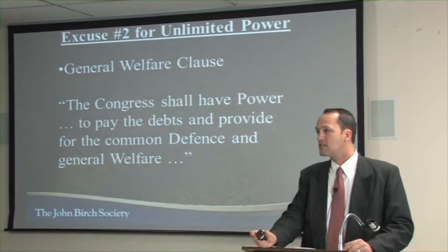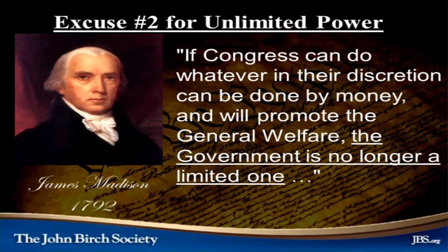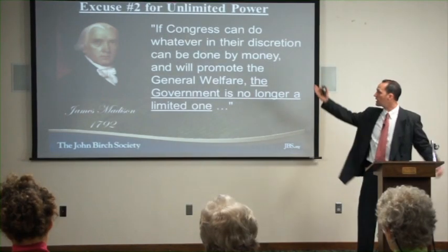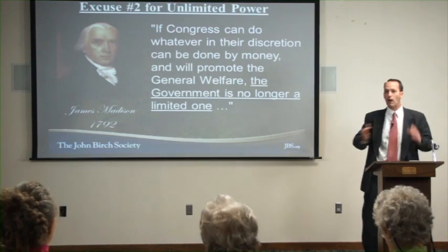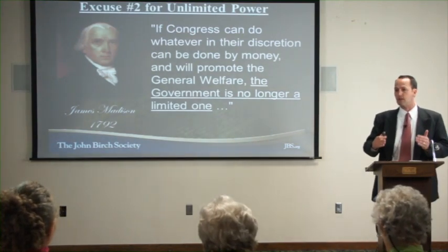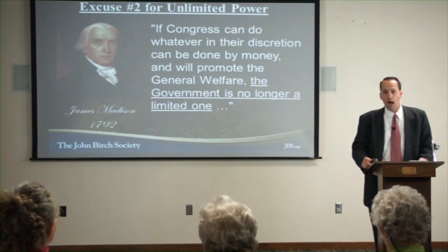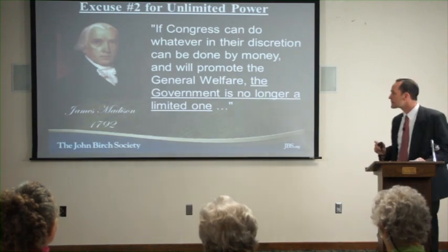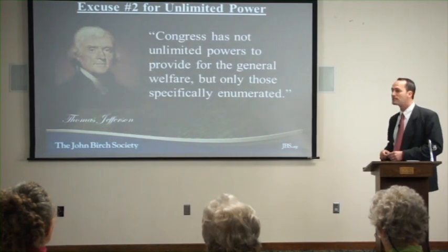Not at all what was originally intended. We'll demonstrate that. First of all, James Madison, again, declares if Congress can do whatever in their discretion can be done by money and will promote the general welfare, then the government is no longer a limited one. He's using our same test, isn't he? Is this limited government, few and defined, or boundless fields of power? He's saying if that's the interpretation, we're talking about boundless power. We do not have limited government. And yet that is the popular understanding of that clause today, as wrong as it may be.